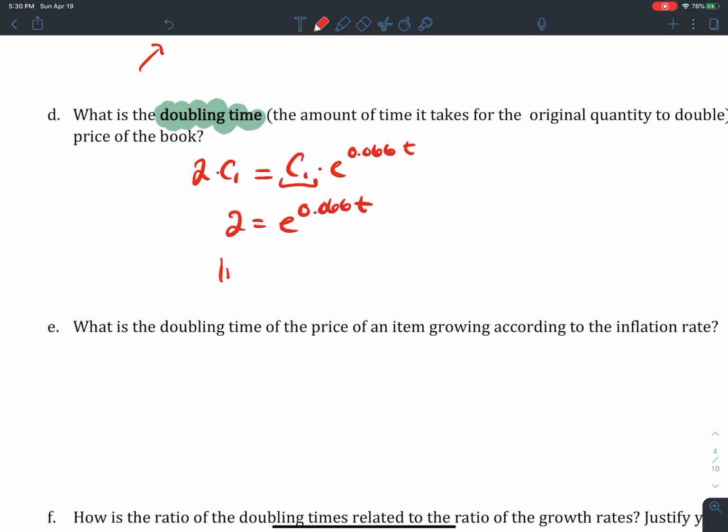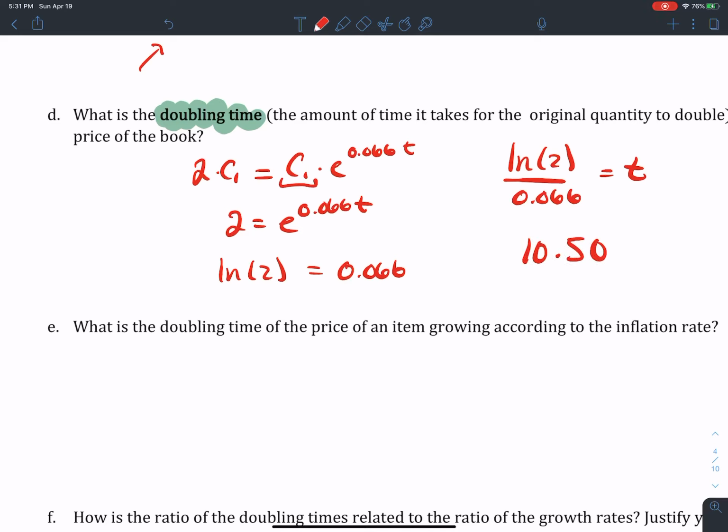So we'll use the natural log to undo this. And again, you would want to write the exact answer on your paper. But then since this is a measurement of time, I have no idea how many years the natural log of 2 divided by 0.066 is. So that's why you'd want to approximate it. I'm just going to do 10.50.